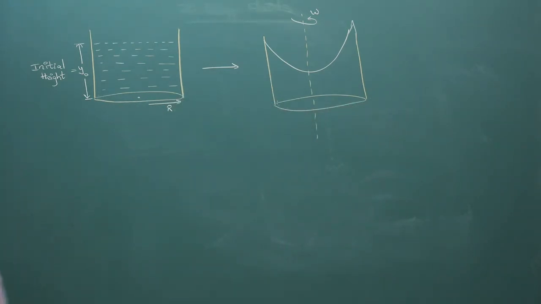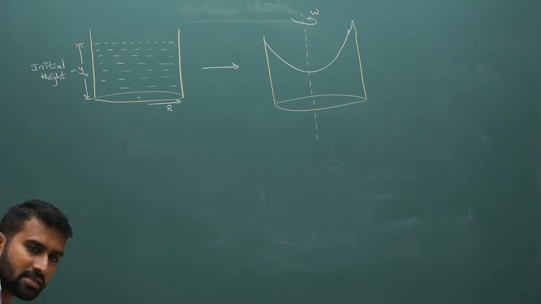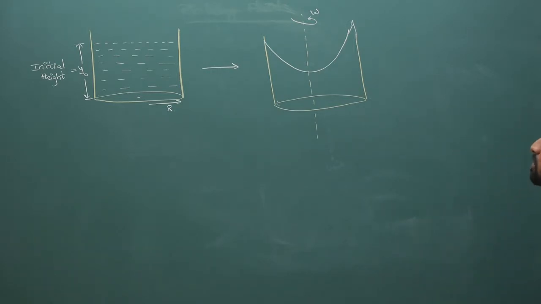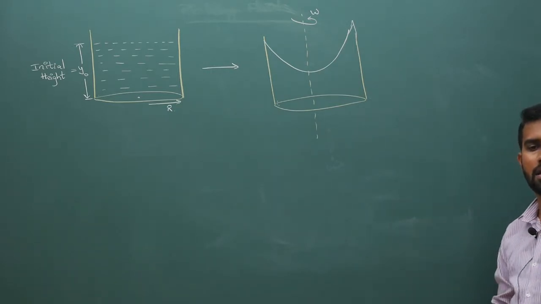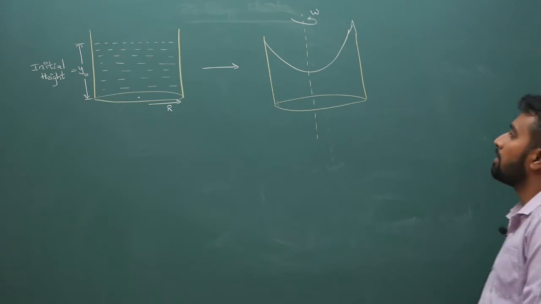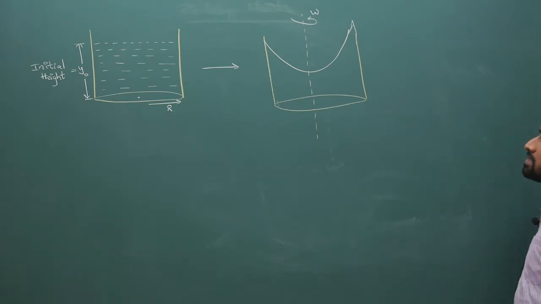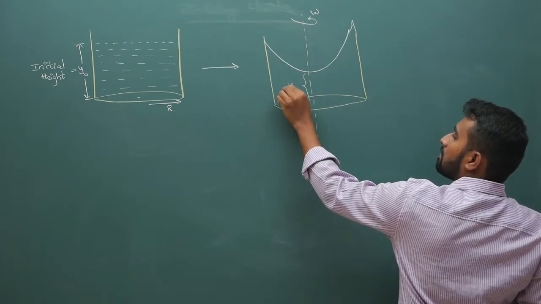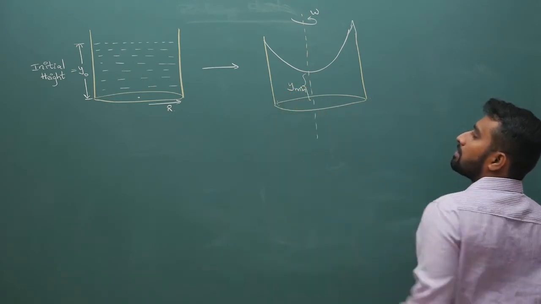Now in this scenario you are supposed to calculate the maximum height of the liquid surface and the minimum height of the liquid surface. These are the values that you are supposed to calculate, and let us see how we are going to calculate them. First, let us say this is your minimum height, y min.